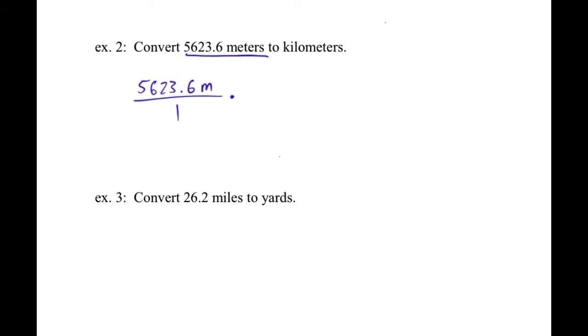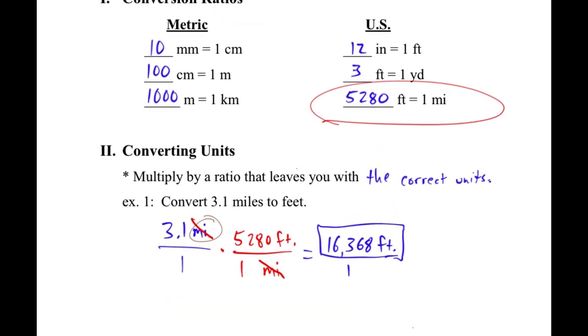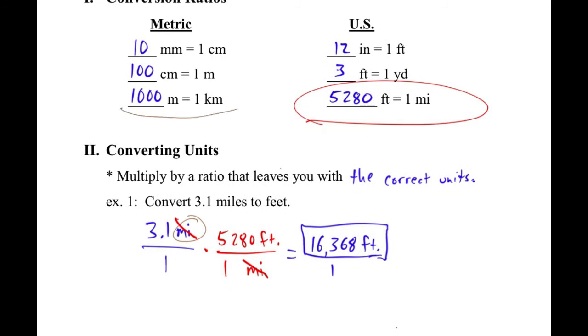All right, so if we jump down here to number 2, I want to convert this many meters to kilometers. So 5,623.6 m, lowercase m for meters. I really encourage you to start by putting that over 1. So we have a fraction. Now, we go up above, we have this thing here. 1,000 meters equals 1 kilometer.